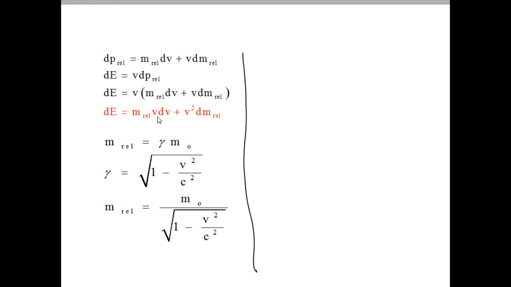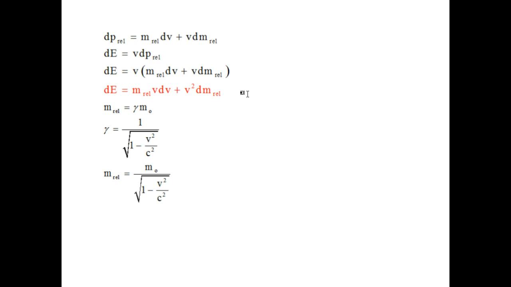Let me get my pointer back. And so I multiply it through here, put dP in here and say V times relative mass times the change in velocity plus V times V is V squared times the change in the relative mass. Okay, and relative mass, as I said before, is equal to gamma times M naught. And gamma is equal to 1 over the square root, so let me correct that.